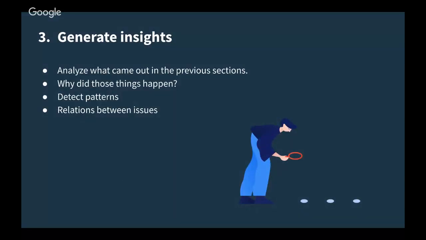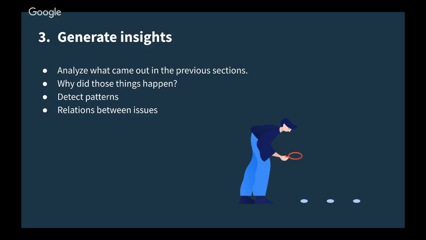So the next part of the retro is generate insights. We recovered a lot of information in the previous step, and we should analyze that and see what we can do with it and what that information is telling us. So maybe we should find the root cause of the problems. Maybe we should detect patterns, understand if all the team is thinking the same, or maybe we should align ourselves.